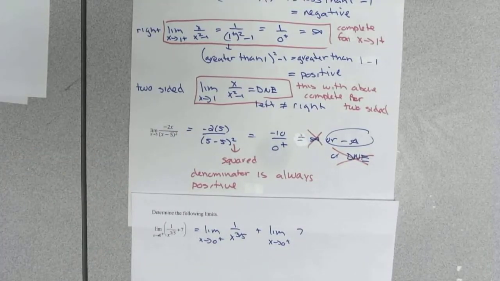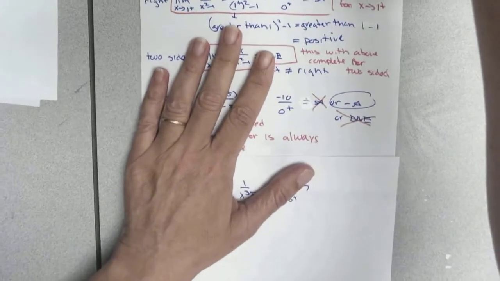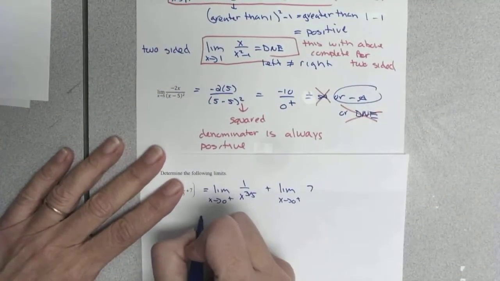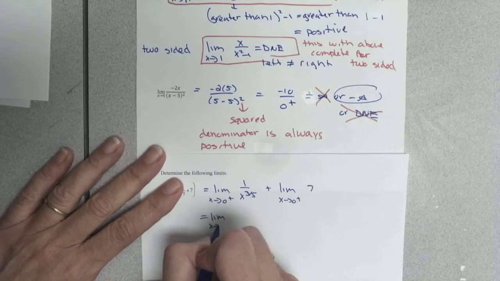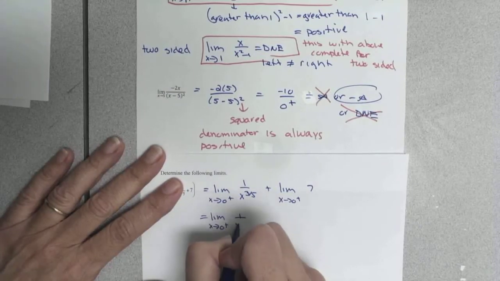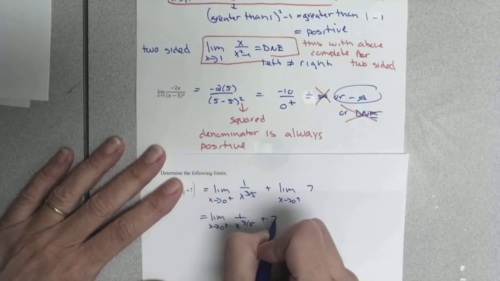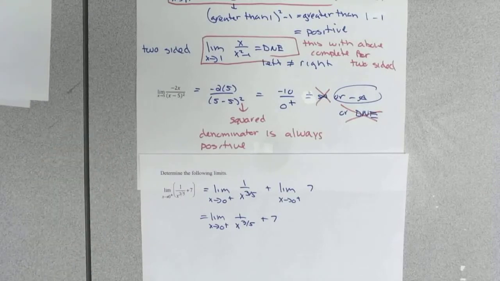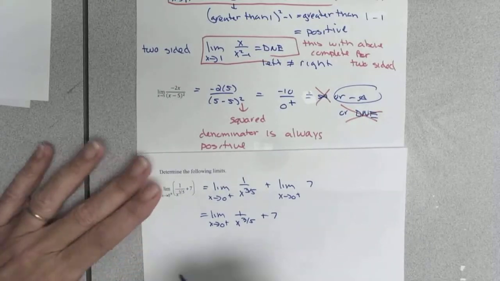I'm going to do that first, split it up, because we can split up limits by addition. And I'm going to worry about the first limit in a minute. And then the next limit, that's the limit of a constant, so it's 7. So we're done with the 7 part. Now thinking about this.